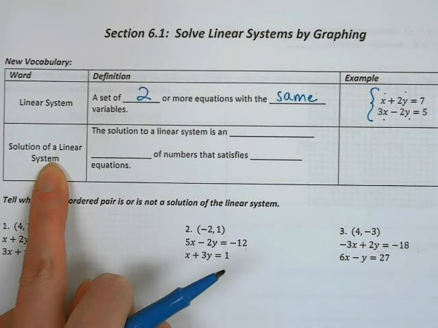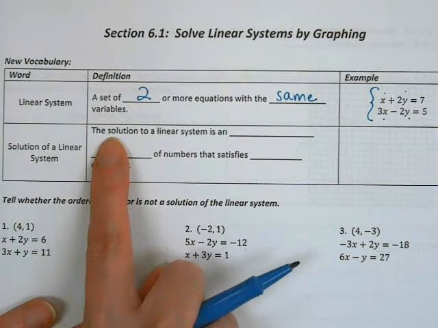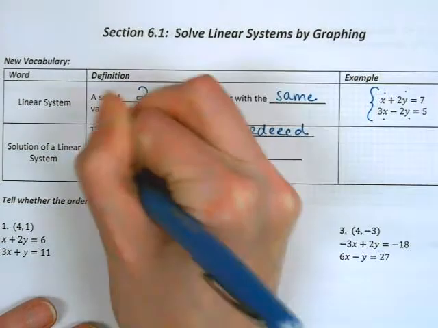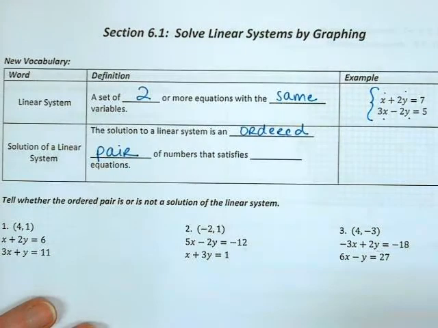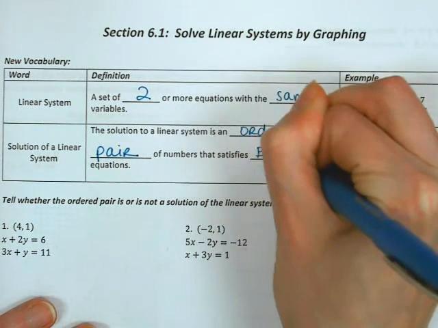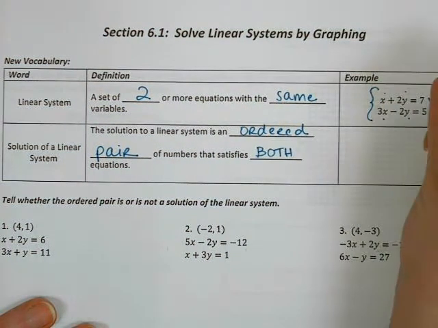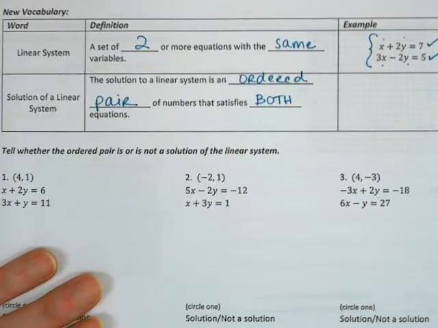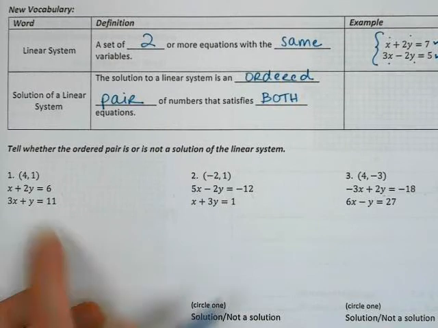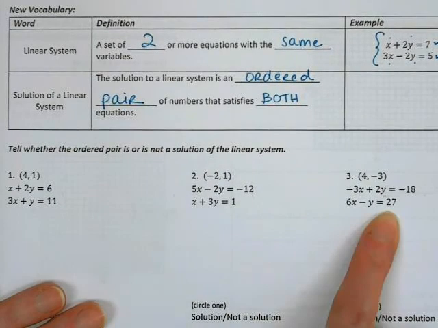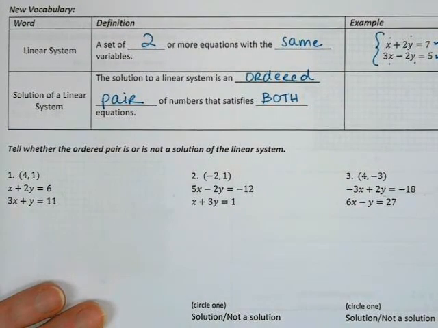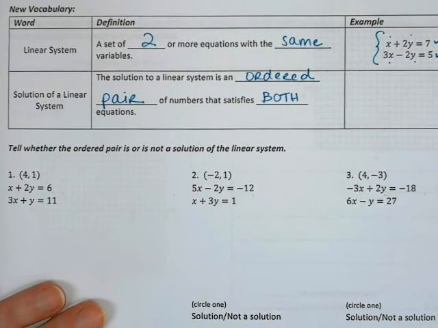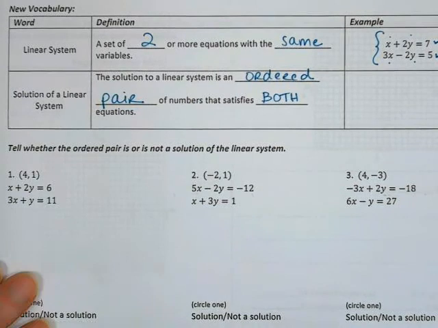And remember we said it's only a solution if it's an ordered pair of numbers that satisfies both equations. So it can't just work for one or the other, it has to work for both in order to be a solution. Now yesterday you guys actually found the solutions by hand and it was super annoying. Today we're just going to ask you to check, are these solutions? And you know how to do this from yesterday, you just plug them in.